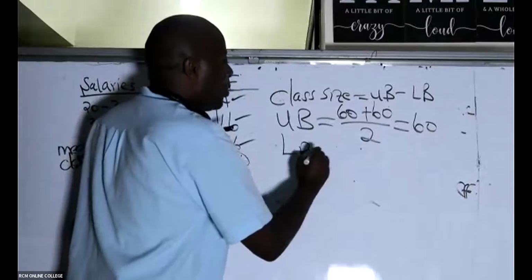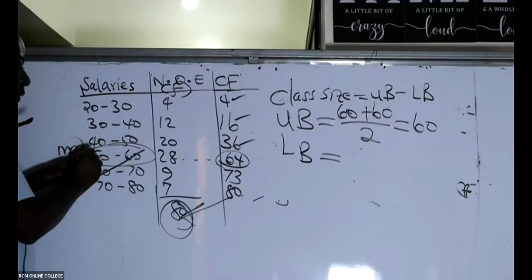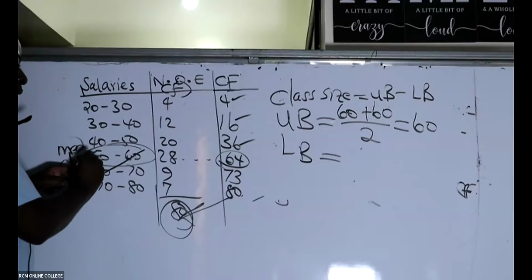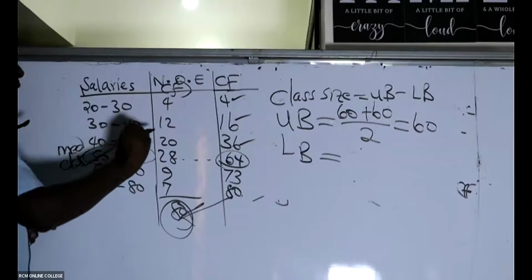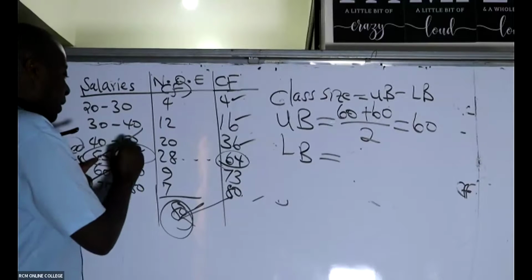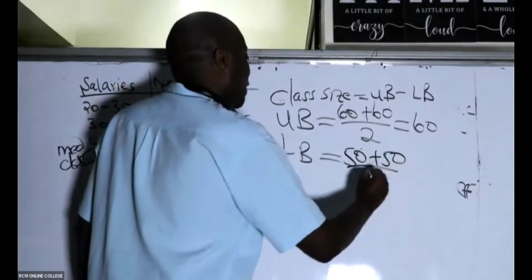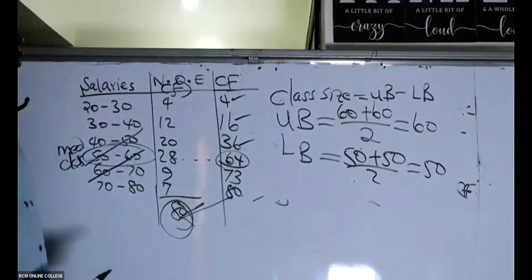Then how about the lower boundary? To get the lower boundary, ladies and gentlemen, I will take the lower value for this class. The lower value is this 50. Please establish the secondary diagonal always. Then for the lower boundary, you take this plus this, divided by 2. Just for tradition, 50 plus 50 divided by 2, which gives me 50.